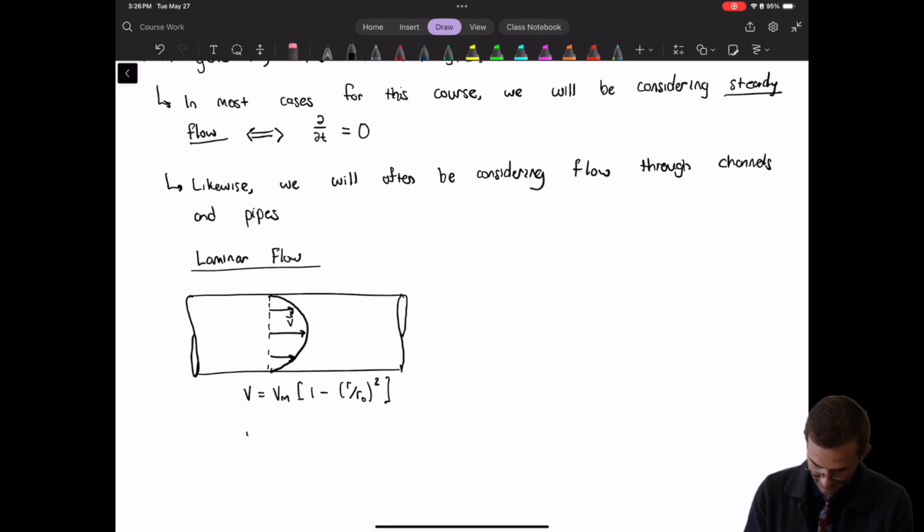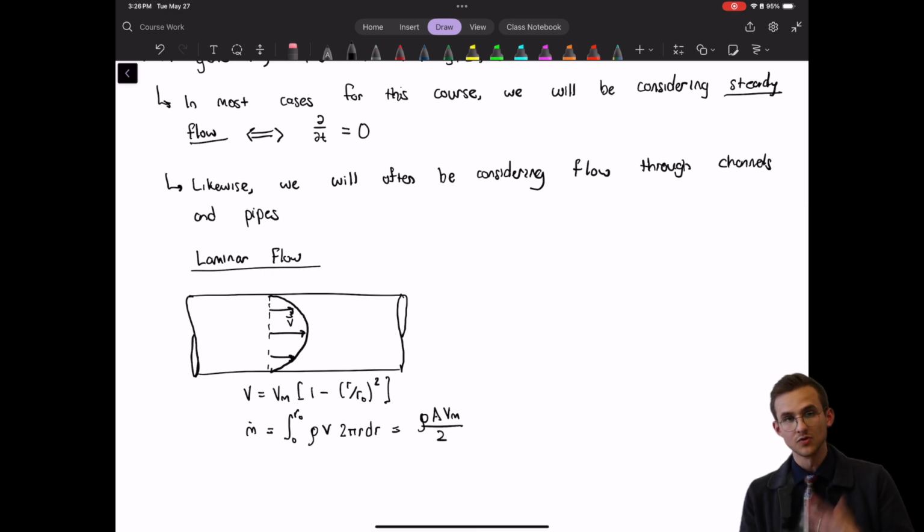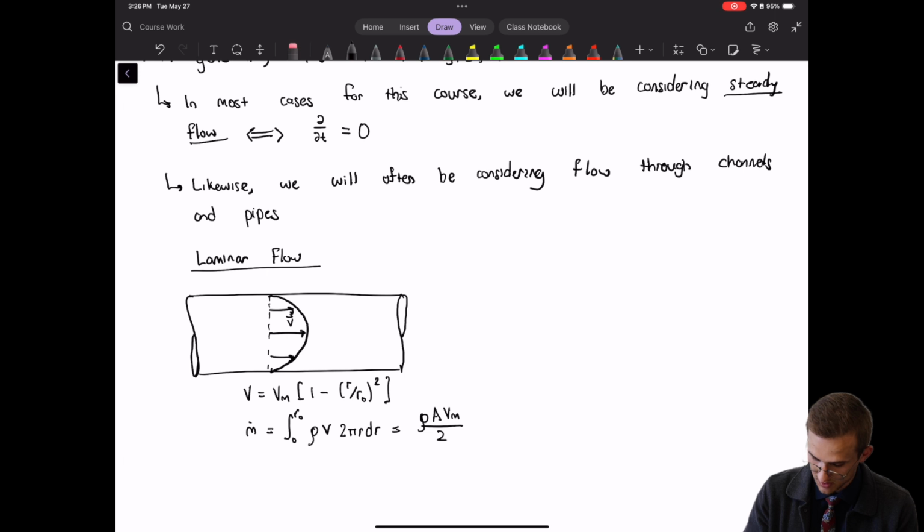And then the mass flow rate, you would evaluate as an integral in cylindrical coordinates from 0 to r naught of rho v 2 pi r dr, and that would give you rho A, A being the cross-sectional area, which would be pi r squared, times v mean over 2. Okay, so that's stuff that you probably saw in your fluid mechanics coursework.